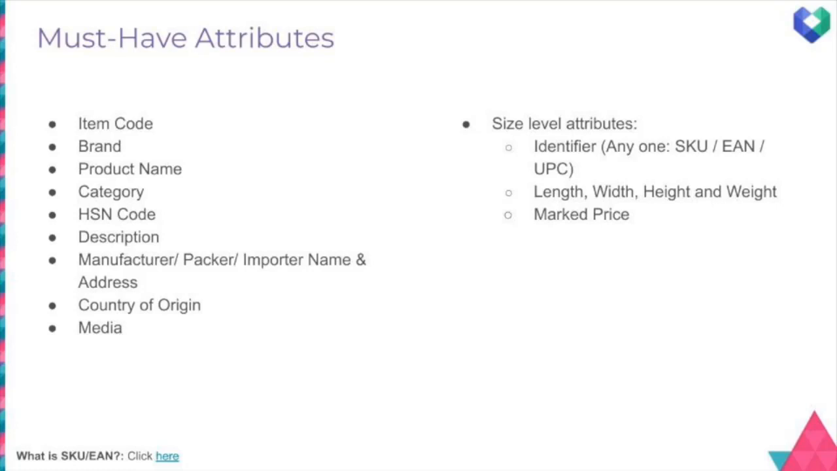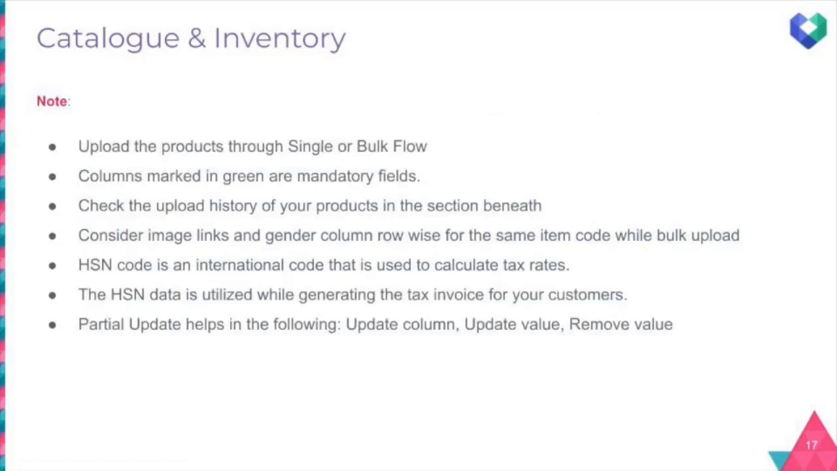Moving on. So what do we know about catalog? A small brief: you can either upload your catalog through single or bulk flow. The columns that are marked in green are mandatory fields. You can check the upload history of your products in the section beneath. Also, you have to consider the image links and gender column-wise for the same item code. Then, about HSN code, it is used to calculate your tax rate, and it is used while generating the tax invoice for your customers. And there's also partial update, which will help you update a column value or remove a value.